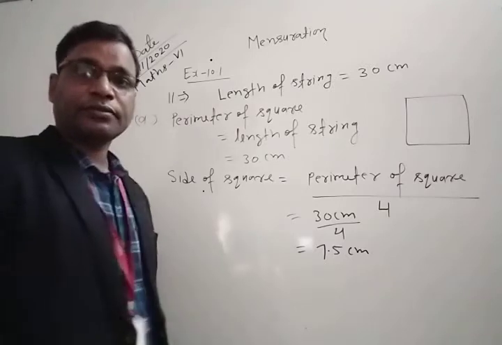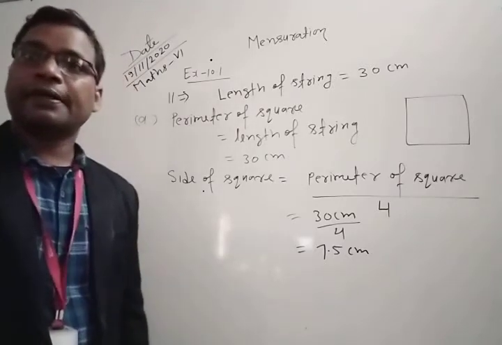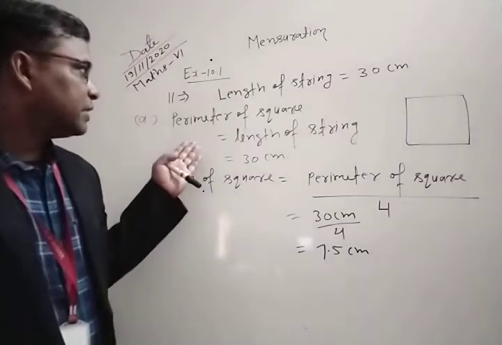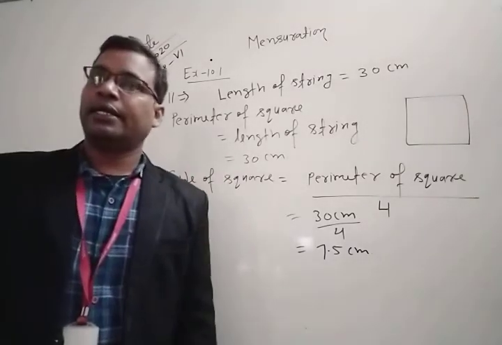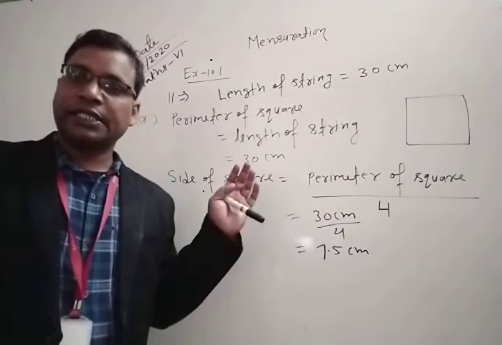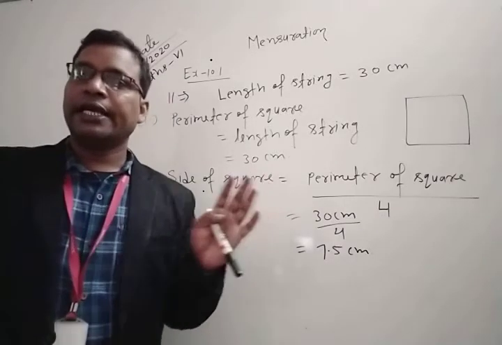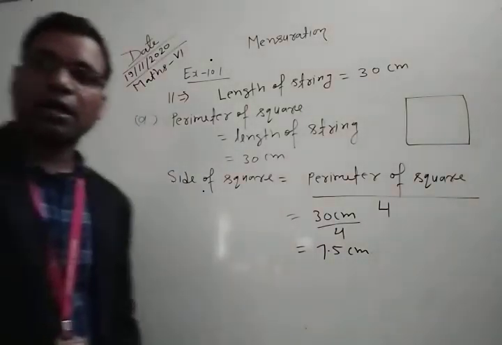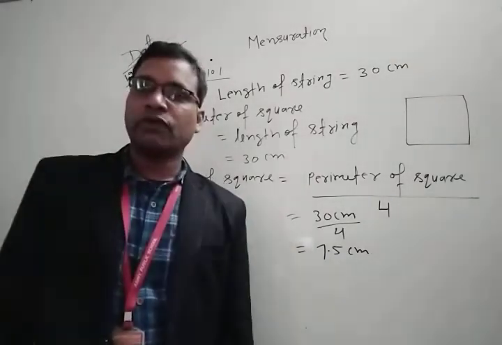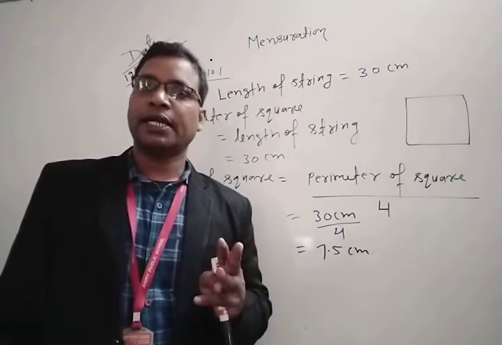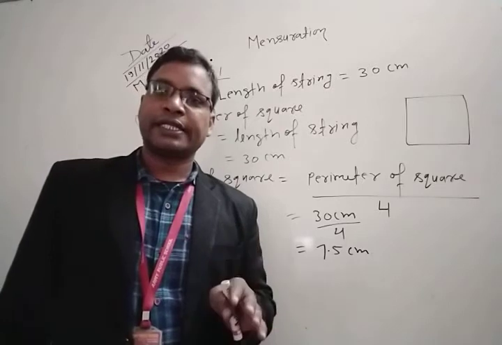Now the next part, B part, we refer to this string and equilateral triangles. We form this triangle, an equilateral triangle. In an equilateral triangle all sides are equal. How many sides are in an equilateral triangle? An equilateral triangle has 3 sides.